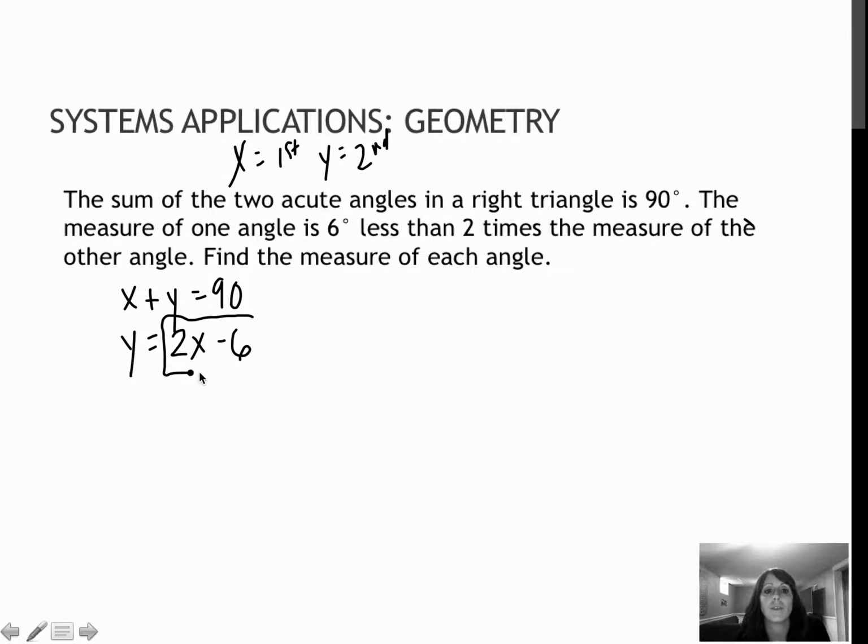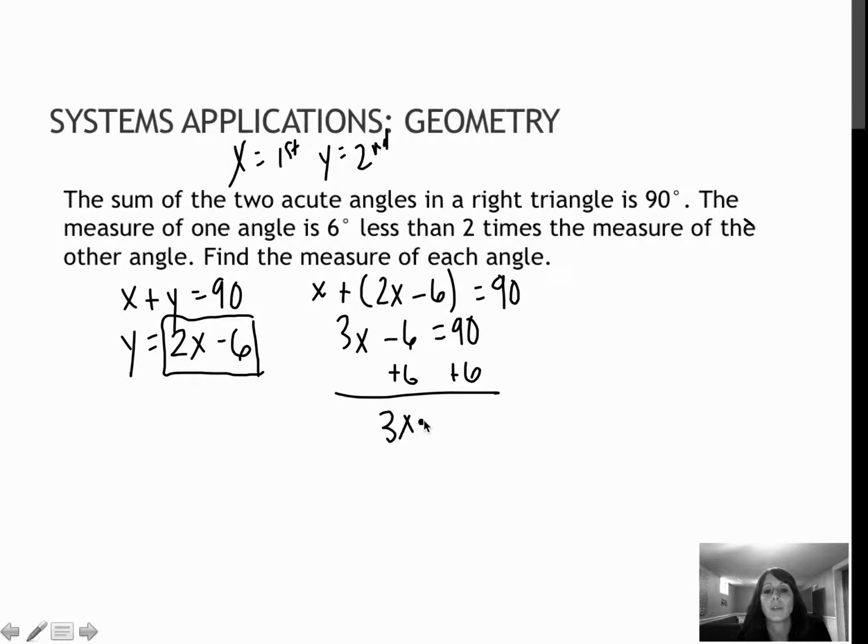This is set up very, very well to use with substitution. So I'm going to say x plus 2x minus 6 equals 90. That gives me 3x minus 6 equals 90. By adding 6, I get 3x equals 96. And divide by 3 to get x equals 32.